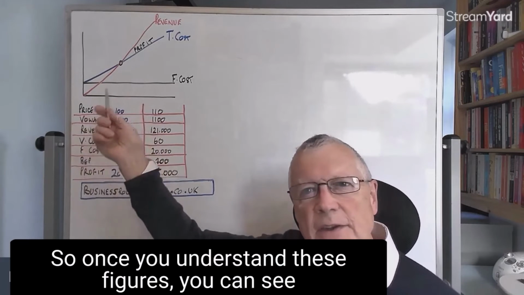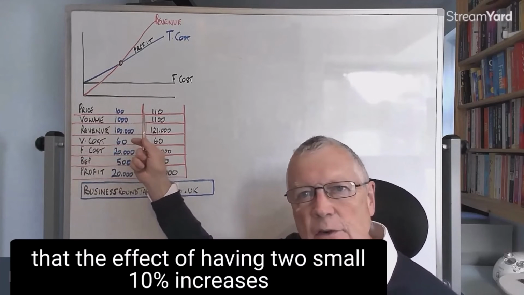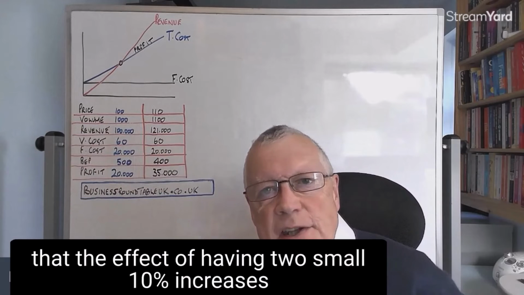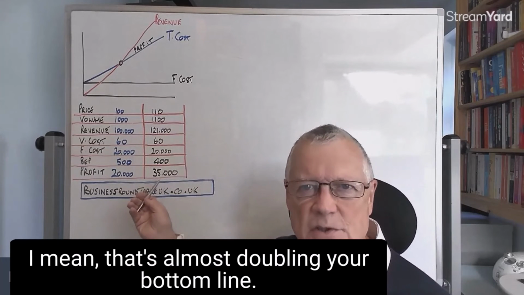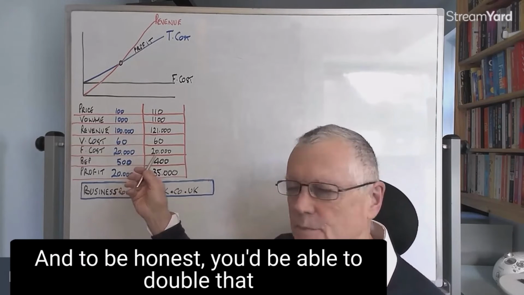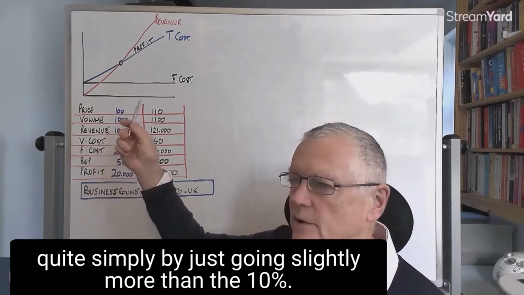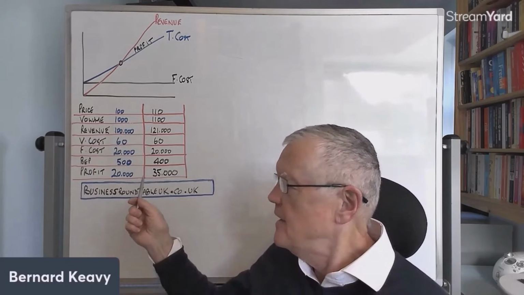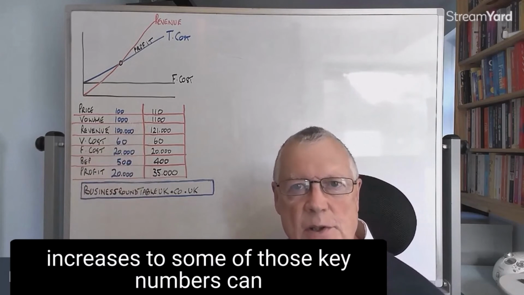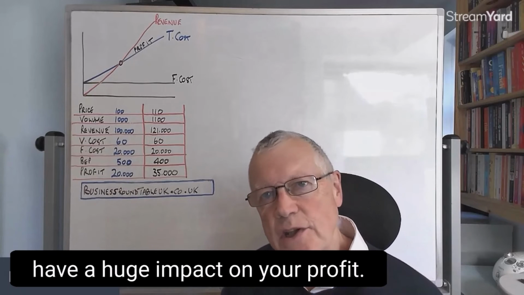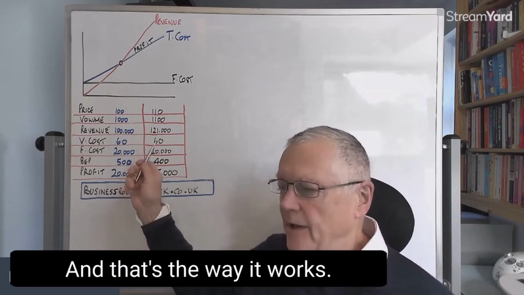So once you understand these figures, you can see that the effect of having two small 10% increases in two key variables is almost enough. I mean, that's almost doubling your bottom line. And to be honest, you'd be able to double that quite simply by just going slightly more than the 10%. So understanding your numbers and then making small increases to some of those key numbers can have a huge impact on your profit. And that's the way it works.